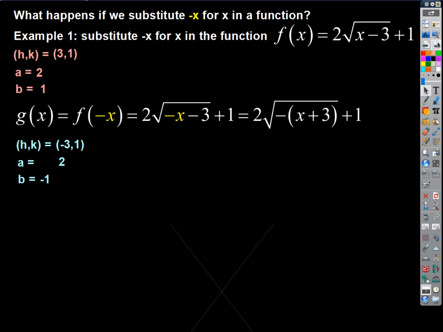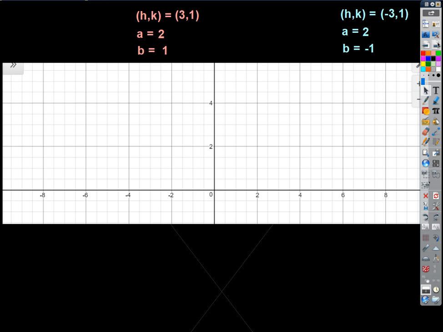So let's go over to this page and sketch a graph of a square root with these parameters. So where does the vertex go? 3, 1. So for f of x, we went over 3 and up 1. So it's right there. And a was 2, so we're going to stretch vertically by 2. And then b is 1, so we're not going to dilate it at all horizontally. Normally we would go over 1 and up 1.